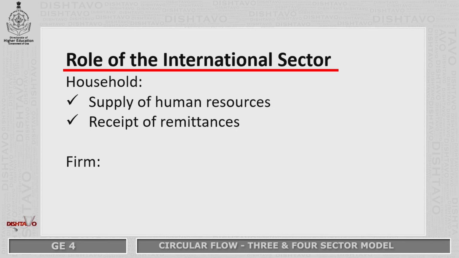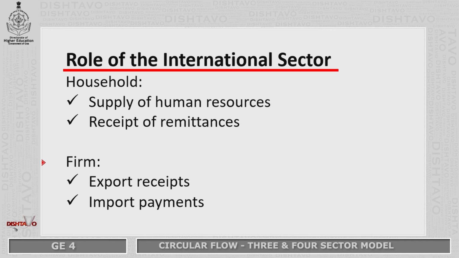If we look at the international sector and the firm, the firm is a trader. The firm exports goods and earns receipts. The firm imports goods and has to make payments. So, there is a consistent flow of money into and out of the country because of the trade operations engaged in by the firms. Now, will the international circular flow actually enhance economic activity at home?